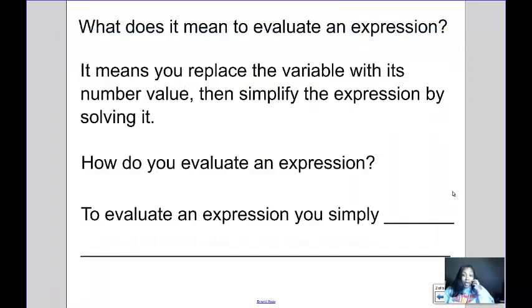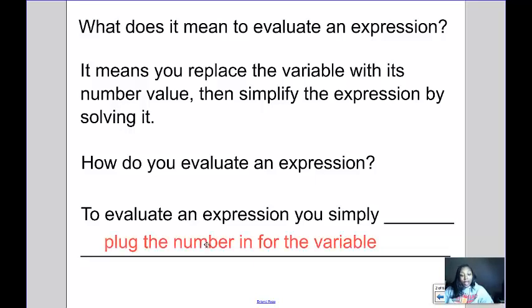So I'm sure you were wondering, why are we watching the plug-in commercial? Well, the reason we're watching the plug-in commercial is because when you evaluate an expression, you're simply going to take the number that the variable is equal to and plug the number in for the variable. Get it? Plug it in, plug it in. It goes together. So to evaluate an expression, you simply plug the number in for the variable.